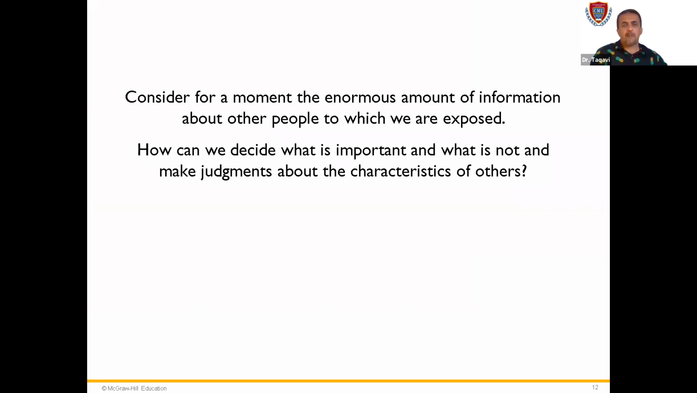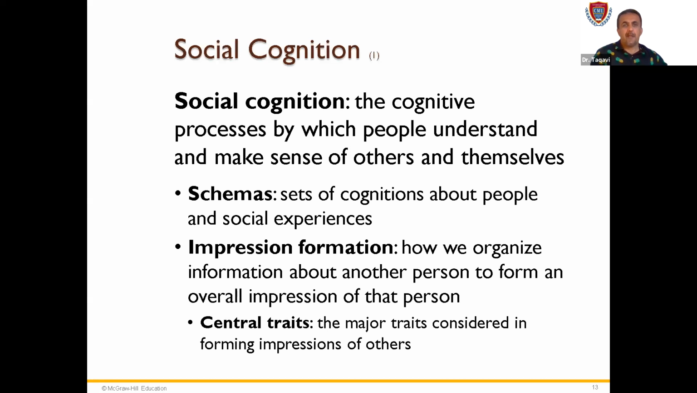Consider for a moment the enormous amount of information about other people to which we are exposed. How can we decide what is important and what is not, and make judgments about the characteristics of others? Don't forget, the major keyword of social psychology is others. The other title we want to talk about is social cognition.